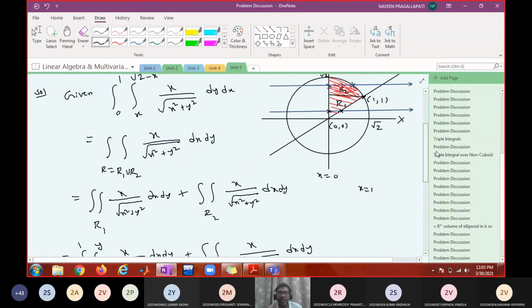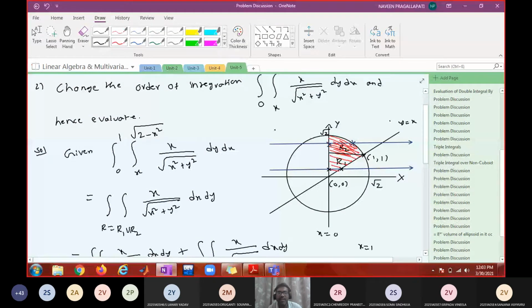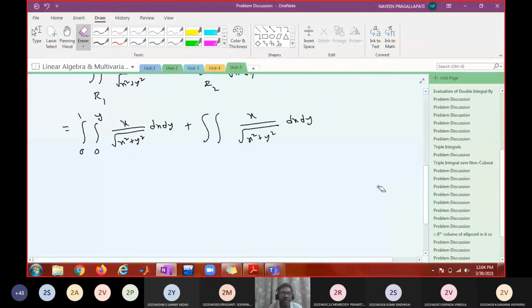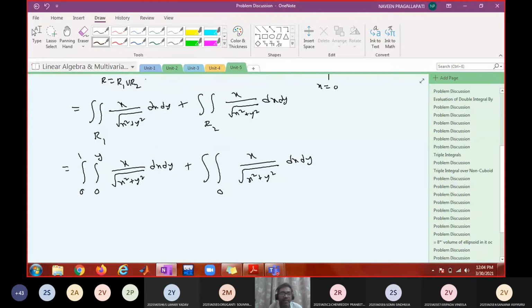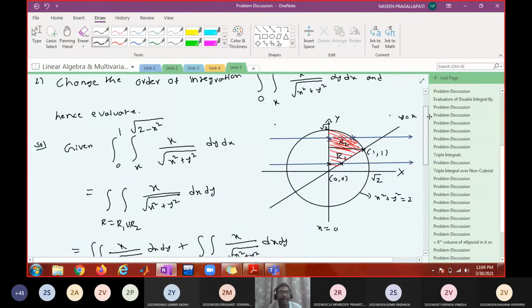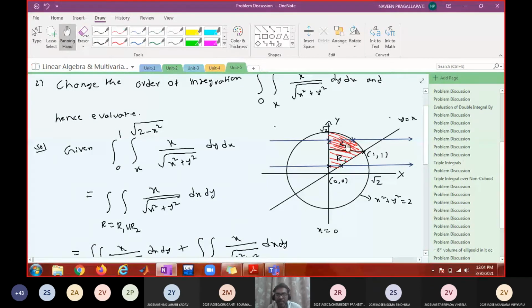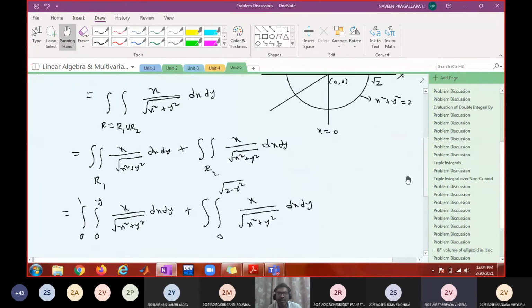Plus in the R2 region, what are the x limits and y limits? So x is entering through the y-axis and leaving through the circle. What is the circle equation? The circle equation is x square plus y square equal to 2. Am I right? So starting from the y-axis means x equal to 0. And on the circle, x value is going to be under root of 2 minus y square. And y varies from what minimum to maximum? On the R2 region, y is starting from 1. The maximum value of y is root 2. So it is 1 to root 2.